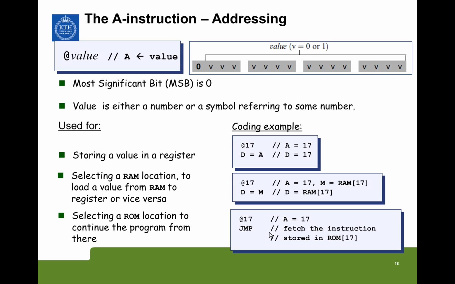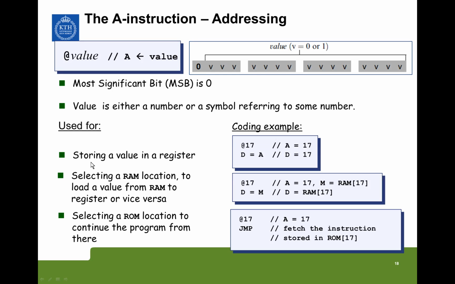So, A instructions: addressing. A instructions in the assembly language will look like this: @value. The instruction will feed the value into the A register. In machine language, the instruction will be 16 bits. The most significant bit has to be 0. This shows that this is an A instruction, and address or data follows. The value after that is either a number or a symbol referring to some number.